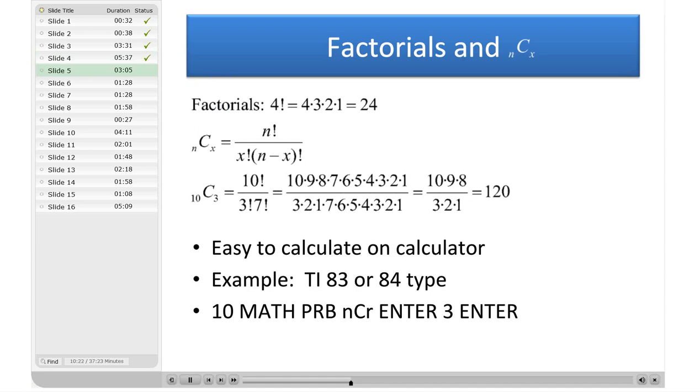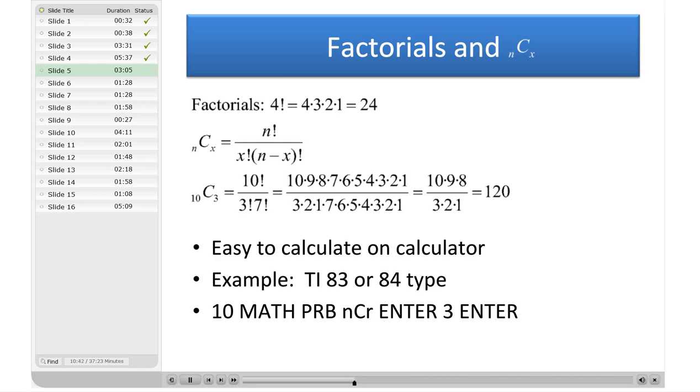Now, in the previous problem, there came a point where we needed to calculate 10 choose 3, and I didn't explain how we could get that number, so let's go ahead and do that now. To make a long story short, the best way to do it is to just use your calculator. Most calculators have a function which will just do this for you.